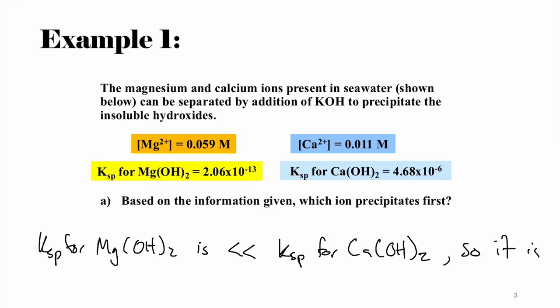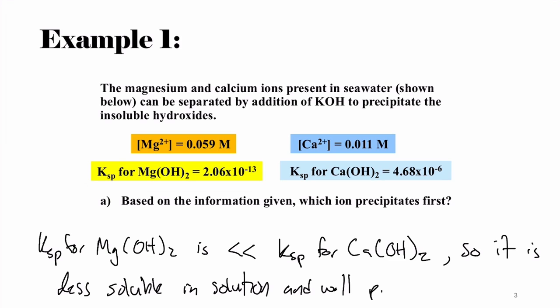So it is less soluble in solution and will precipitate first. So what we're doing here is we're just comparing the values of KSP to determine which one is going to precipitate first, right? Because KSP tells us, well, how many aqueous ions are we going to have in solution at equilibrium?